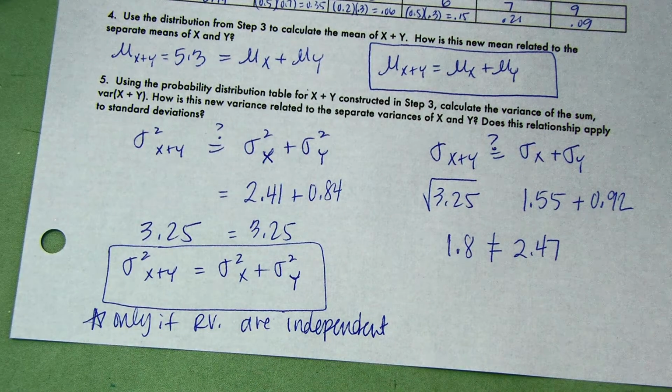So this is the key thing. This is a place where students historically mess up. You cannot add standard deviations. You can only add variances.